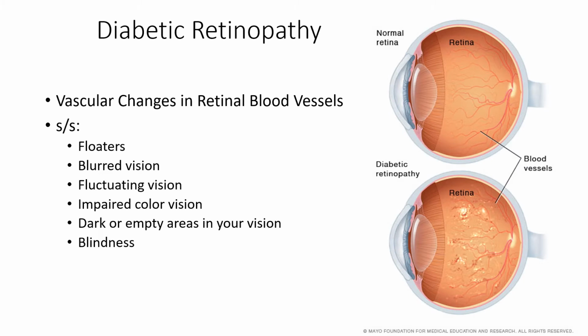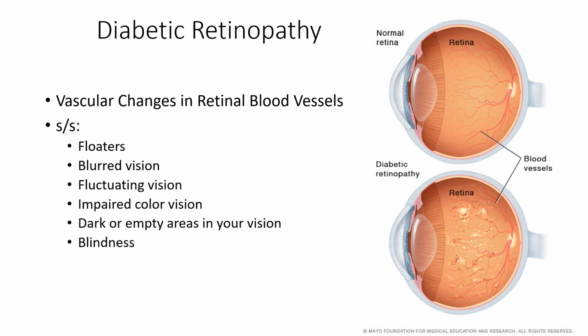First, we're going to talk about diabetic retinopathy. These are vascular changes in the retinal blood vessels. Too much sugar in your blood can lead to blockage of the tiny blood vessels that nourish the retina, which cuts off your blood supply. The eye can make new blood vessels, but they leak.